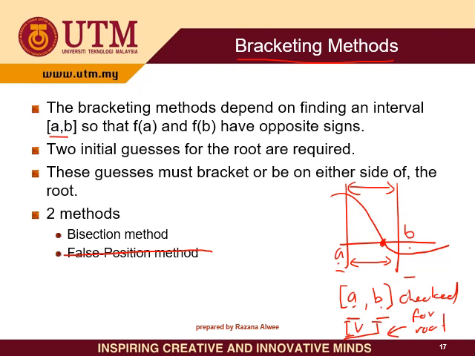Usually in your exam, they will give you the A and the B. But in real life, let's say you want to solve a real life problem and you have, let's say, two roots here. If you want to use bisection, you need to plot the graph first. You need to plot and then find the A and the B, and find the A and the B again for the other roots.